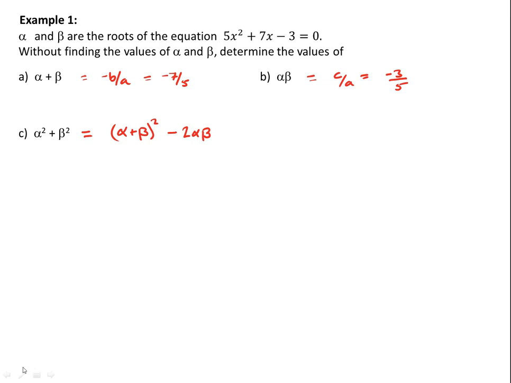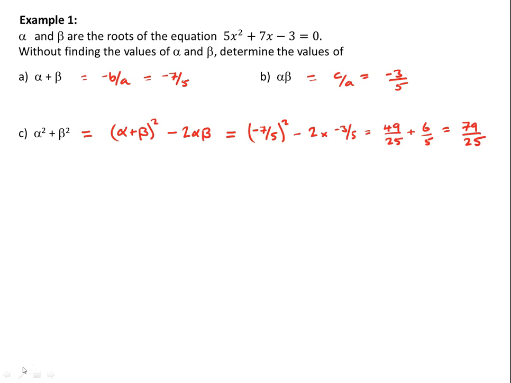Alpha plus beta all squared is minus 7 over 5 squared, and then 2 alpha beta is 2 times minus 3/5. So what we've got there is 49 25ths plus 6 over 5, which gives me 79 25ths.